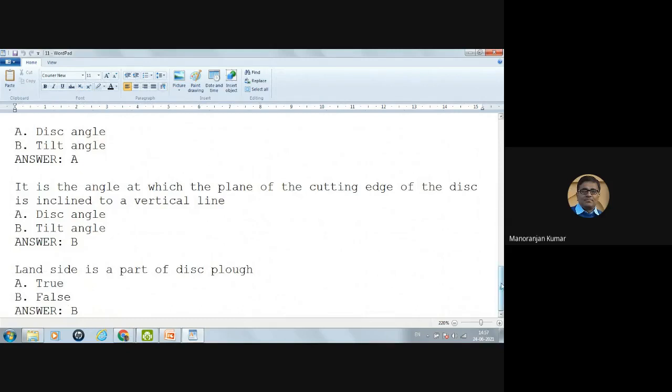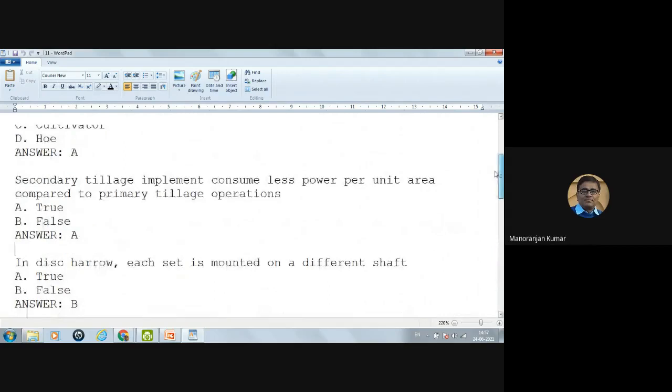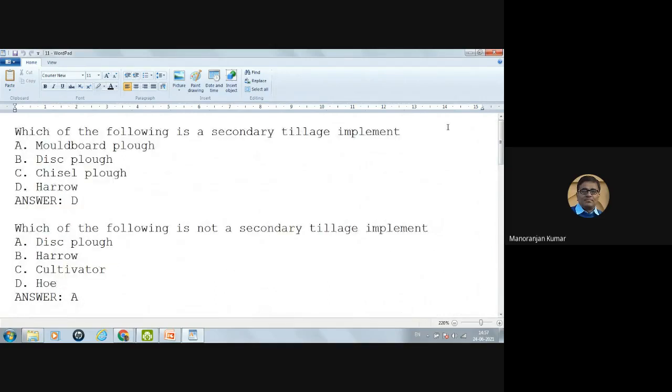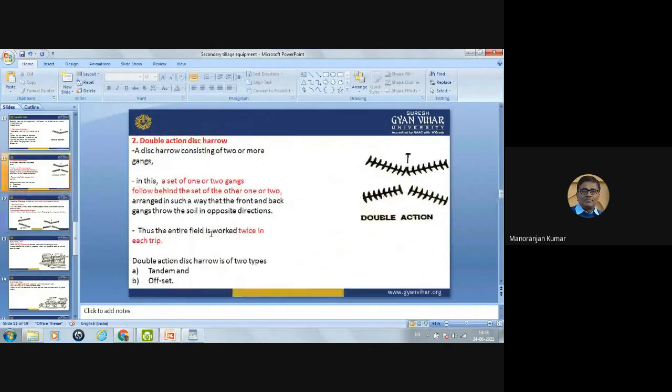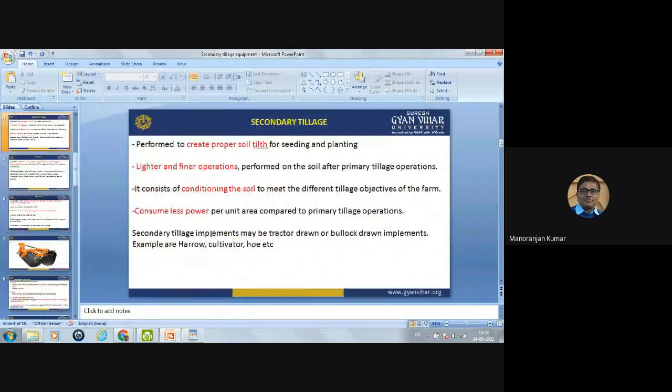So, you go through these questions. Okay. So, this is all about today's lecture. In the next lecture, we will discuss some intercultural implements, in which we will see the cultivator and some types of hoe.